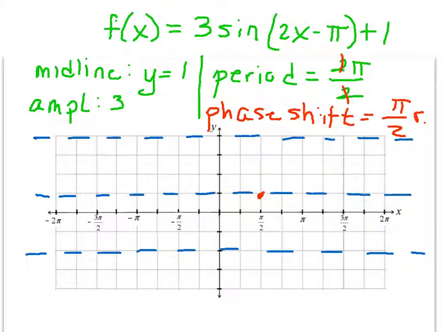And then normally we complete our cycle over a span of 2 pi, but our period is only pi right now. So we are going to complete a cycle by the time we get to here, which is pi away. And that means we're going to go through the midline also at pi. And now I can sketch my wave. It's going to go all the way up there, all the way down, and then back. And it will continue like that forever to the right.